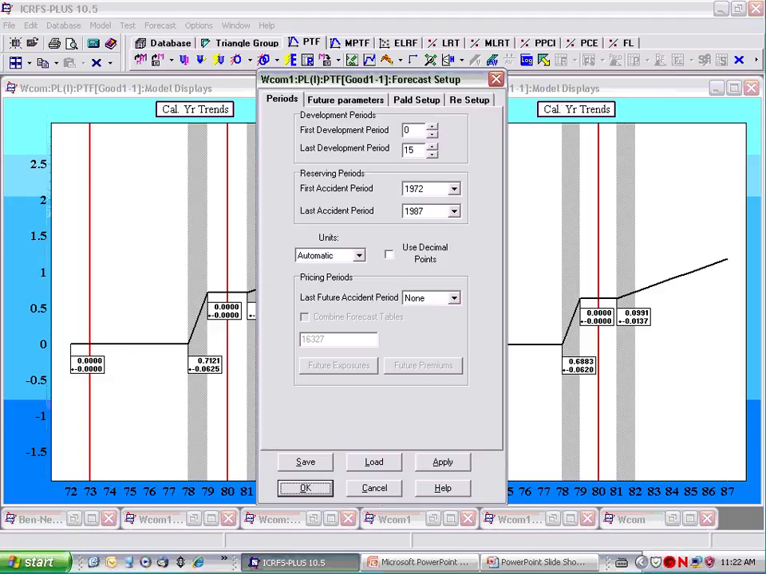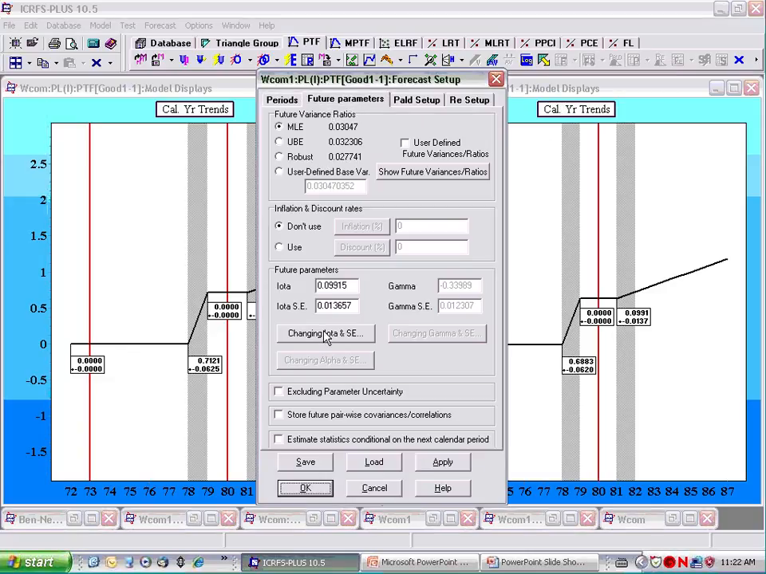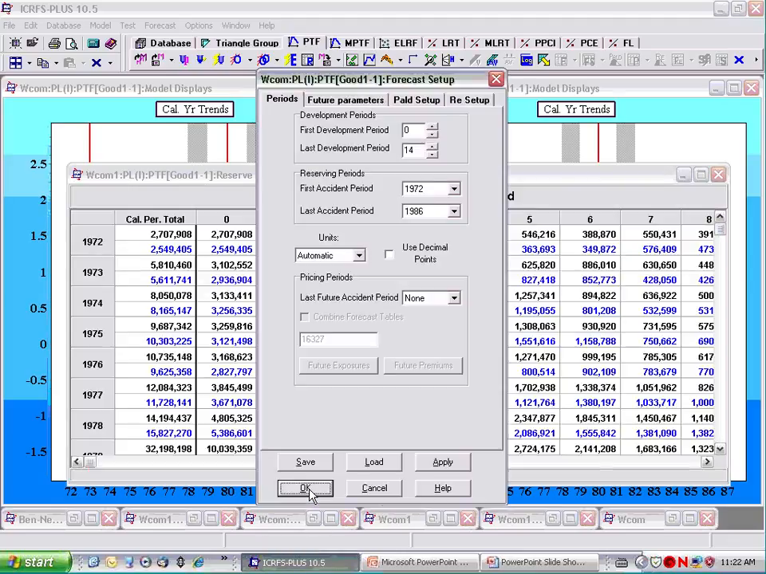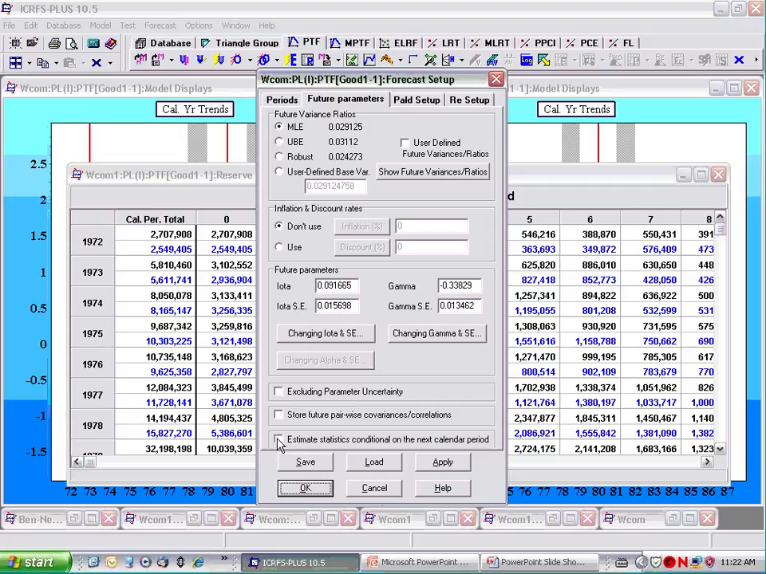15 years, and let's estimate some other parameters. Estimate statistics conditional in the next calendar period. And this one, first one, we also have to make the same number of development years, and we estimate future parameters, estimates.